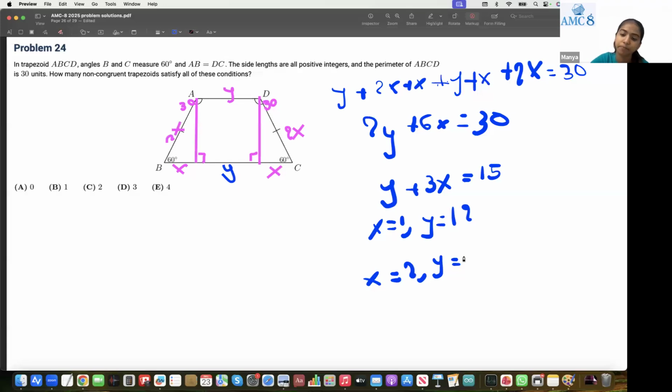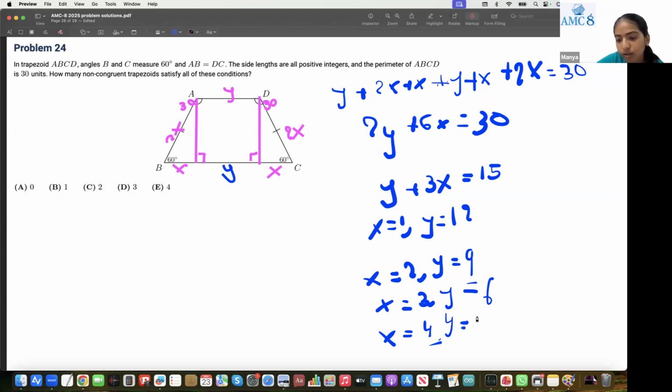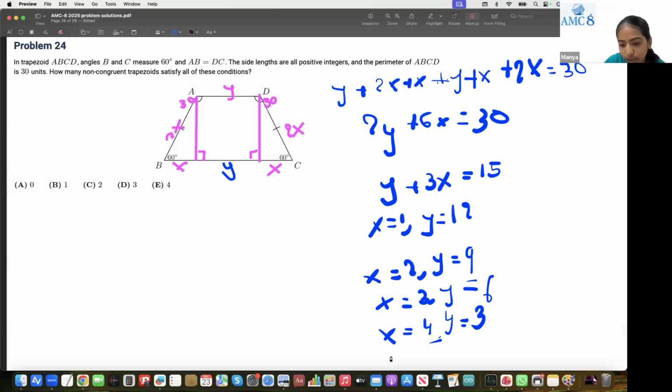The same thing applies there. Then we'll get x equals 3. If x is equal to 3, we will get y is equal to 6. If x is equal to 4, y is equal to 3. Because once again, the same thing applies here as well. Suppose that x is equal to 5. Then what happens? y is equal to 0.